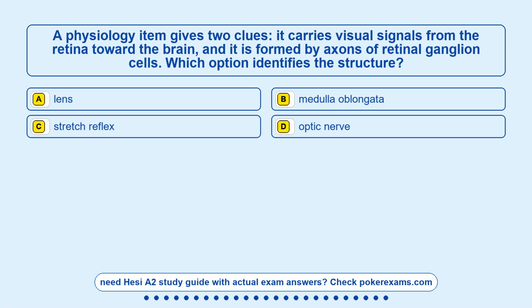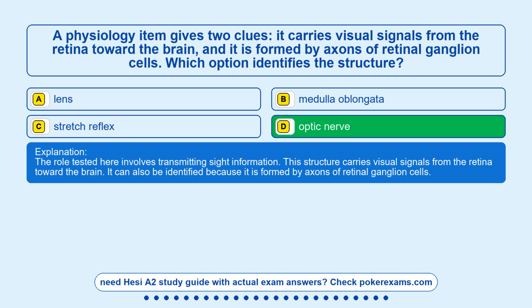Question 1. A physiology item gives two clues. It carries visual signals from the retina toward the brain, and it is formed by axons of retinal ganglion cells. Which option identifies the structure? Option A, lens. Option B, medulla oblongata. Option C, stretch reflex. Option D, optic nerve. The correct answer is option D, optic nerve.